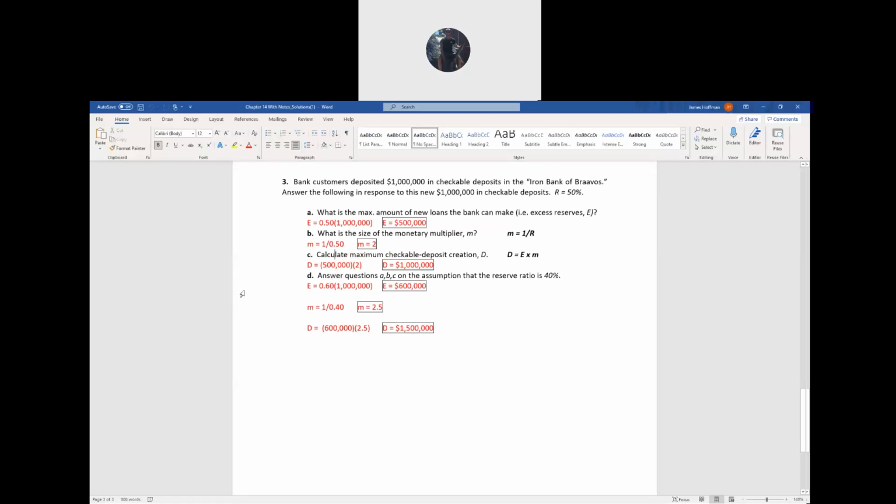Okay, calculate maximum checkable deposit creation, which is just excess reserves times the multiplier, like we did in that big example with all the banks. So these are the excess reserves the bank can lend out. This is the multiplied effect of new money, so just multiply that times that, or E times N. So big D, maximum checkable deposit creation, is excess reserves, 500,000, times the multiplier, 2, which gives us a maximum potential of $1 million.